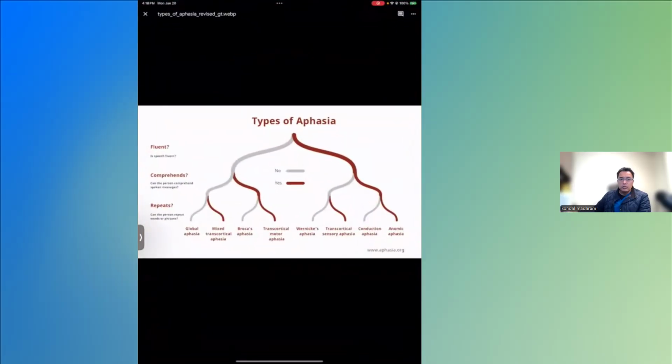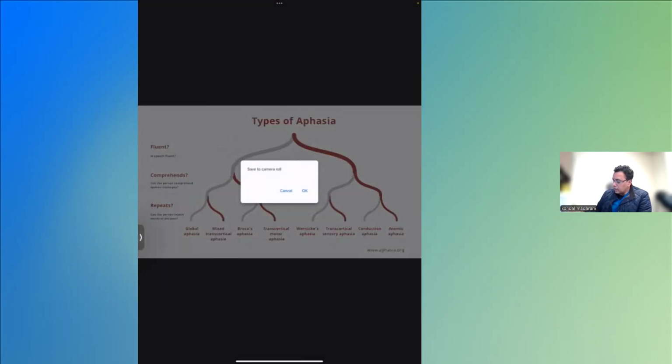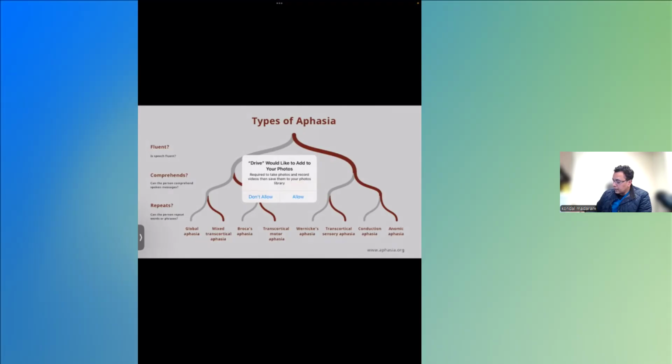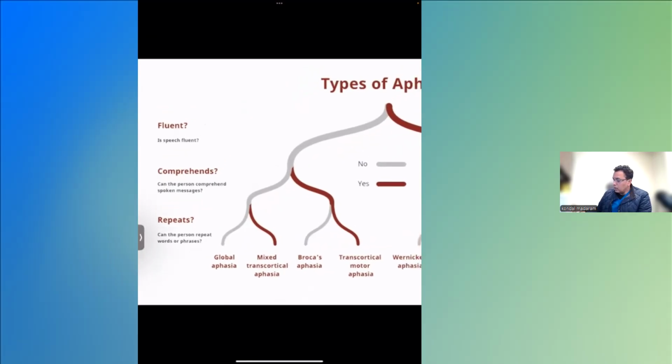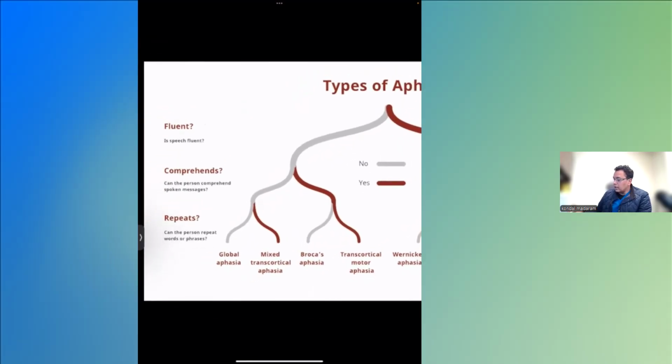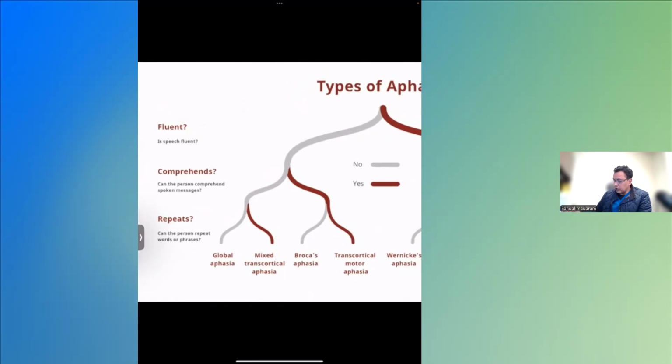There are characteristics which you want to think about. For example, this picture is taken from aphasia.org, and I want to give them credit for this picture. So you want to think about fluency, comprehension, and repetition.